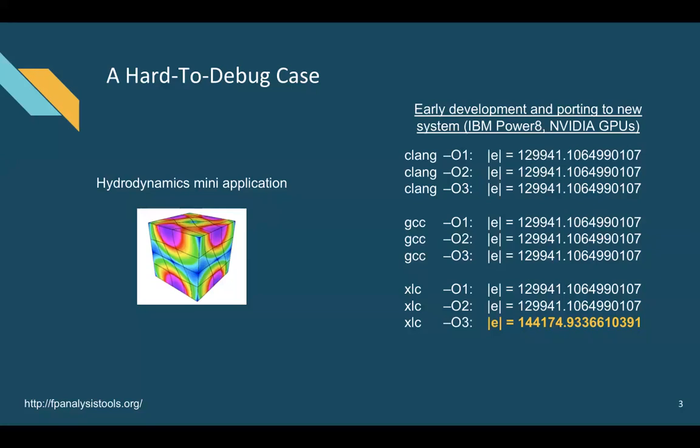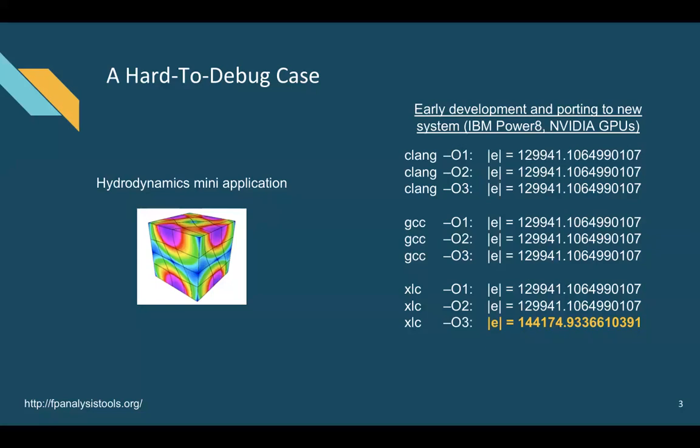And for a particular case, the energy value, so this application calculates an energy value, and there was a significant difference when we use the XLC compiler. XLC is the IBM compiler for C. And in particular, when we use -O3, so high optimization level. The other compilers in the system produce the expected result, but not XLC.